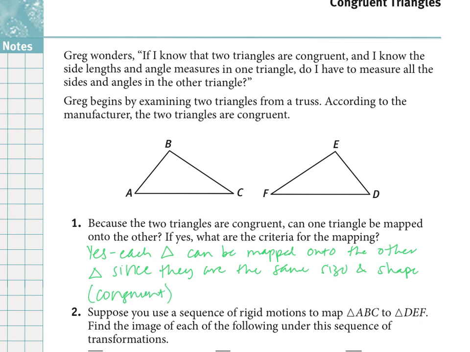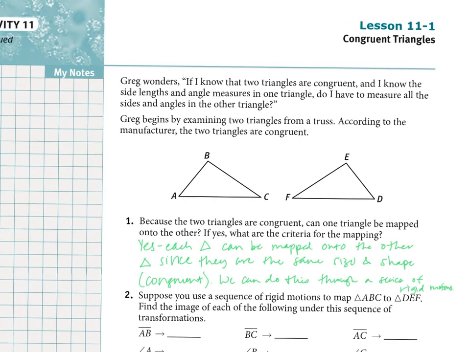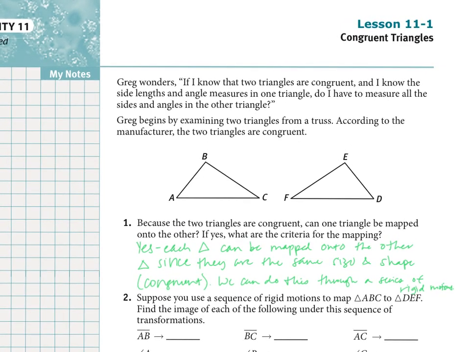And we're going to say we can do this through a series of rigid motions. I'm running out a little bit of space, so I'll put rigid motions down here. So let's actually figure out what type of rigid motion we could look at. I want you to pause the video here. Think about, can we do translations, rotations, or reflections? Do we need to do a couple of these? What do you think we need to do?